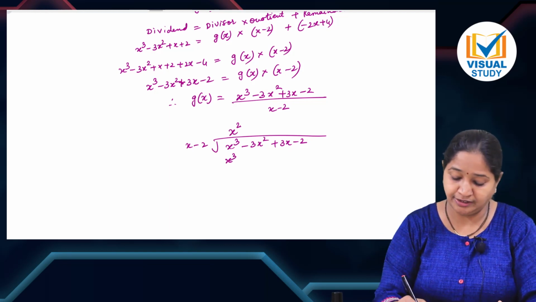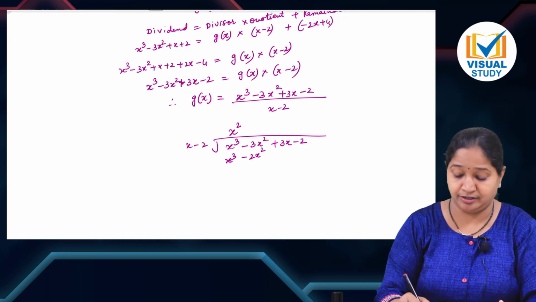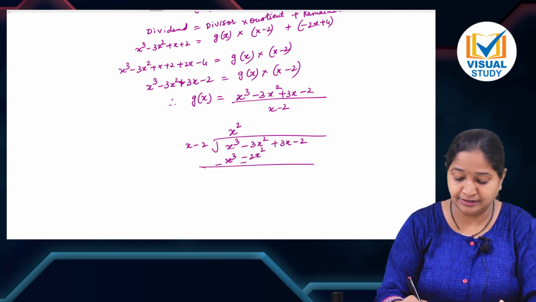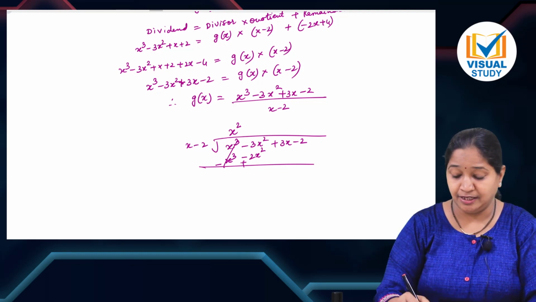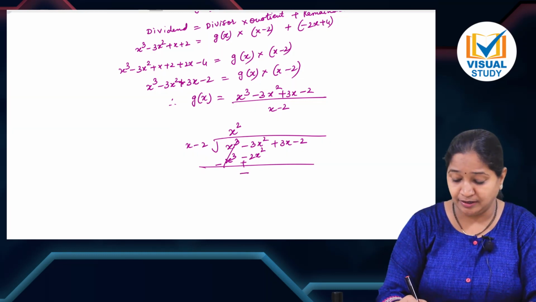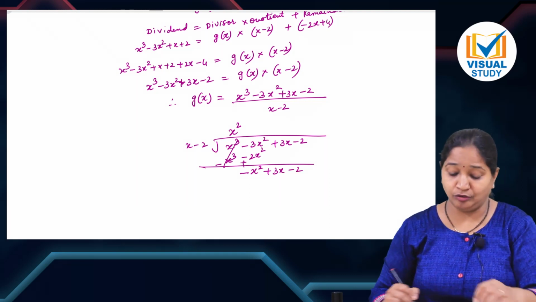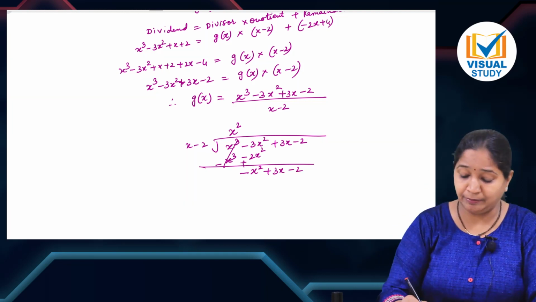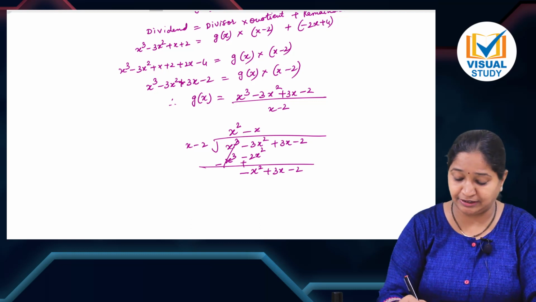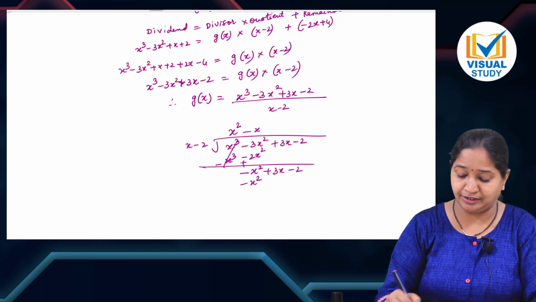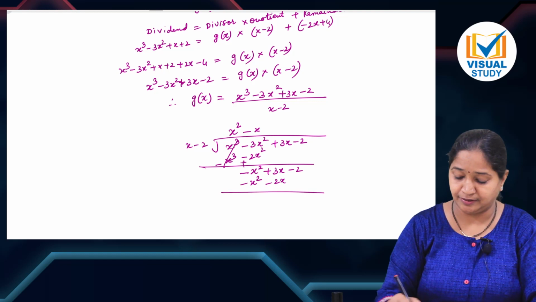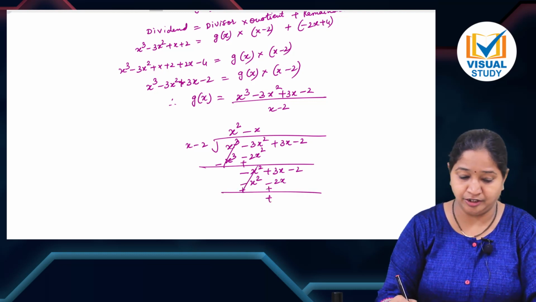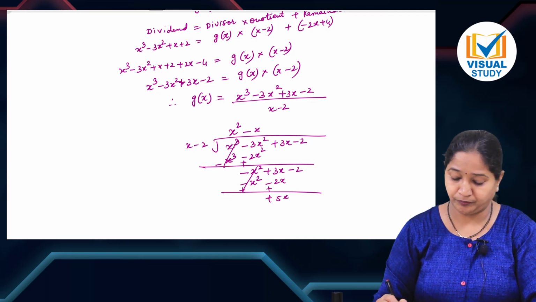x square into 2 is minus 2x square. What you get is minus and plus, it gets cancelled, and minus 3 and plus 2 is minus x square plus 3x minus 2. Now what you have to do is multiply by minus x. Minus x into x you get minus x square, x into this you get minus 2x plus, this gets cancelled, and here you get 5x.